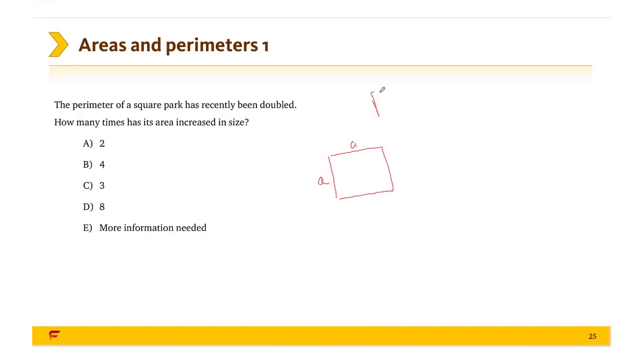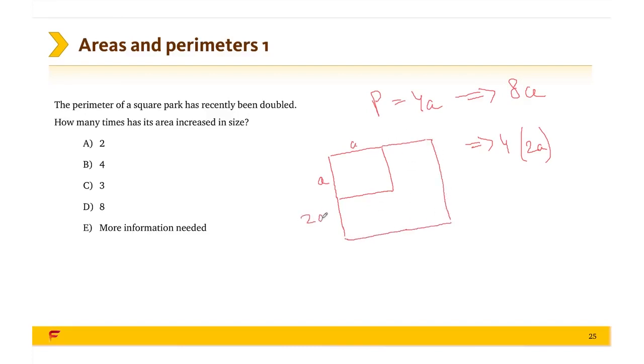Square park, the perimeter is just 4a, and now it doubled. So it means that it's now 8a. So that means that it's 4 times 2a. So that means that the length of one side is now 2a, rather than a.